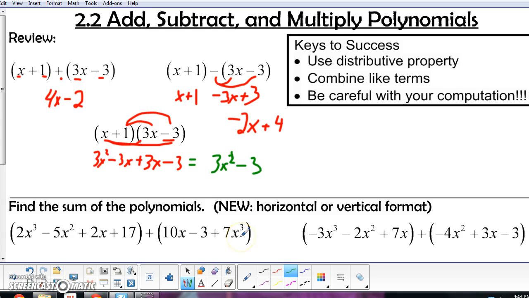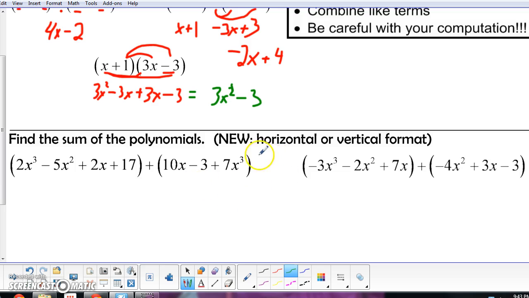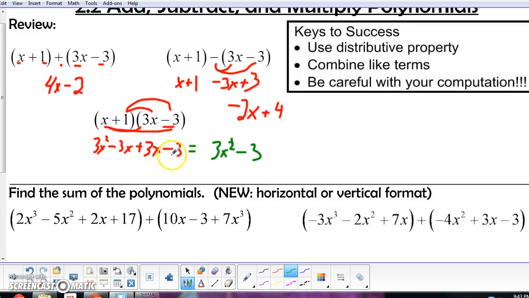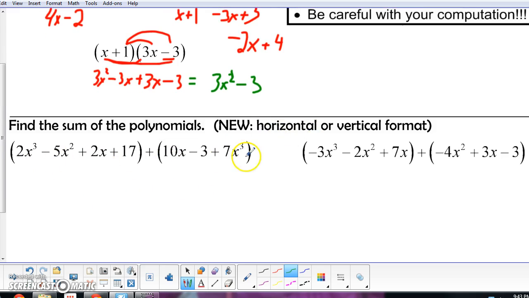Continuing on, we've got a couple of problems here. We're asked to find the sum of the polynomials. So let's just add things together. The horizontal or vertical format is the only thing that I guess would be considered new, because otherwise we're just going to be adding like terms together. I'm pretty sure you know how to do that. If the horizontal format means they're written out horizontally, I'm just going to go hunting for like terms and put them together. For instance, I'll start with 2x cubed. I'm adding, so I'm looking for other x cubed terms. Here's a 7x cubed, and it's adding, so I just ignore the parentheses and add them together. I end up with 9x cubed.